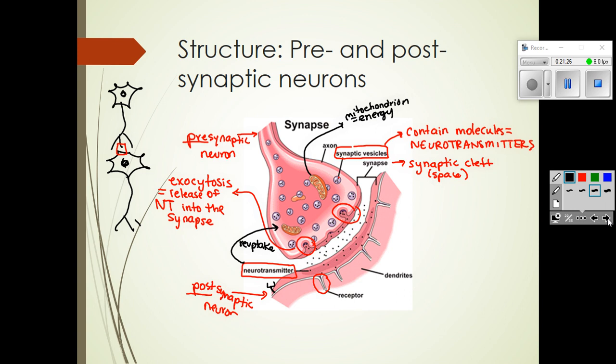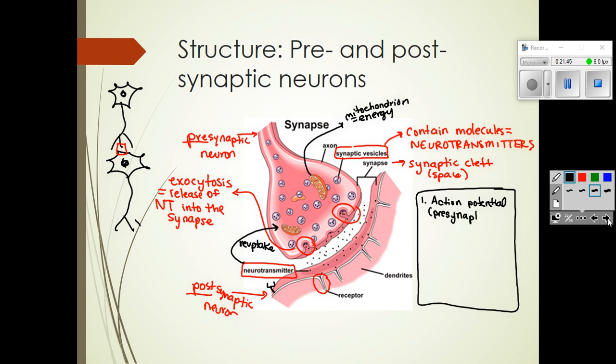So, if we could summarize, and Alex did a good job of this already, here are the events that would happen that would cause things to change. We would get an action potential in the presynaptic neuron. That action potential, when it arrived at the axon terminal, would stimulate exocytosis of neurotransmitters. The neurotransmitters would go into the synapse.